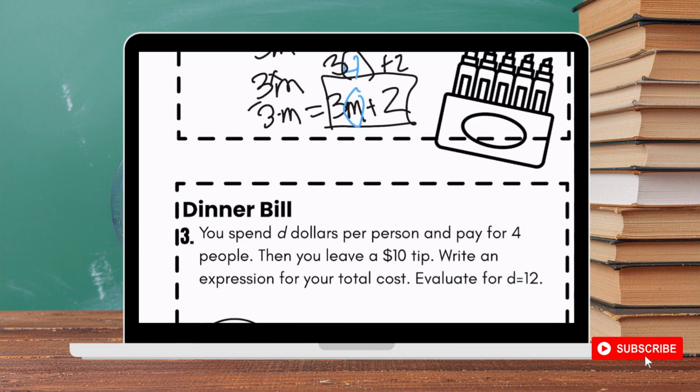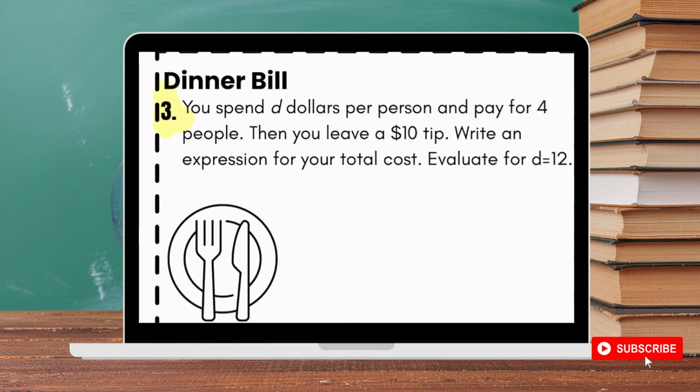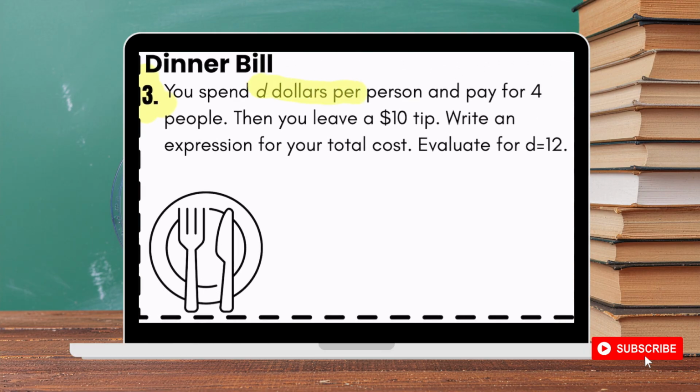All right, let's try number 3 here, the dinner bill. You spend d dollars per person and pay for 4 people. Then you leave a $10 tip. Write an expression for your total cost. This time, the problem is not going to give you the expression. We're going to have to write it ourselves, and then we'll evaluate if d is 12.